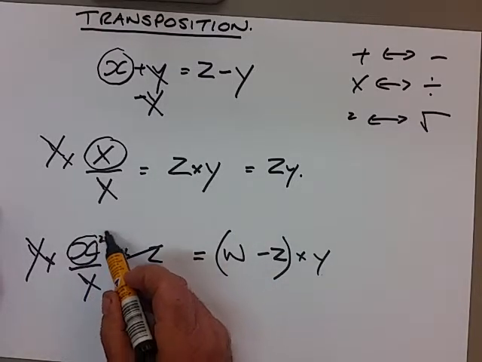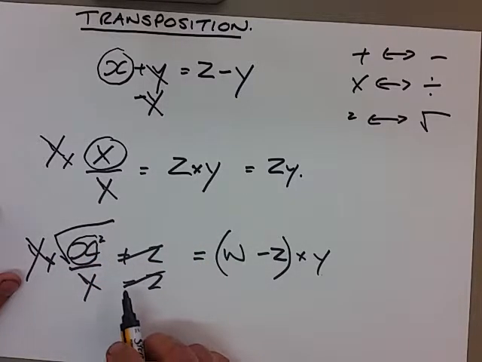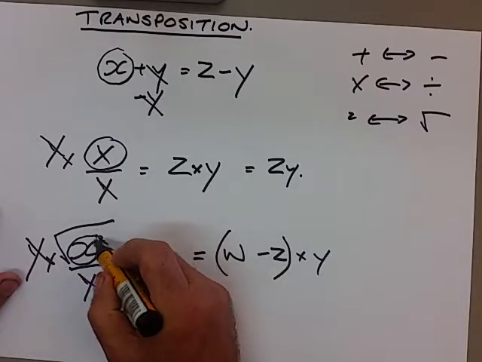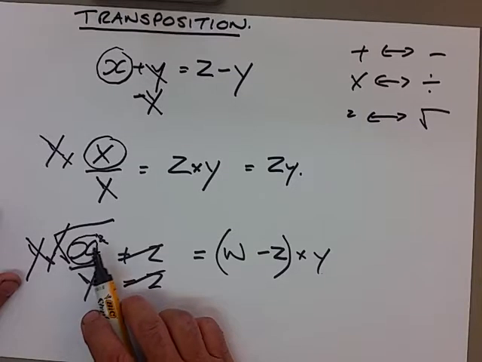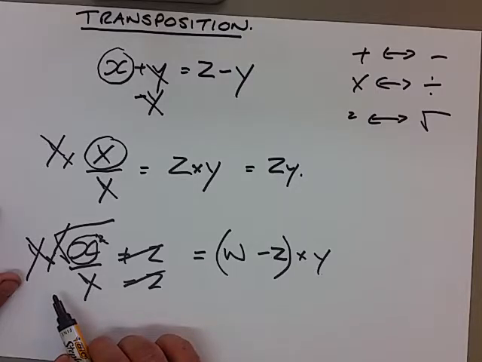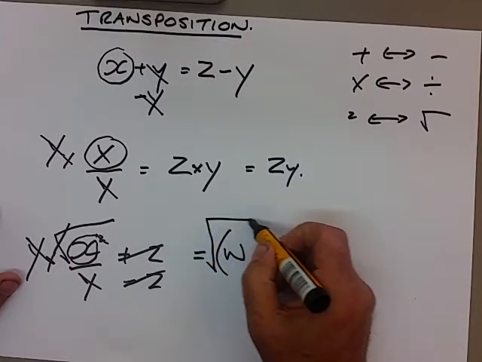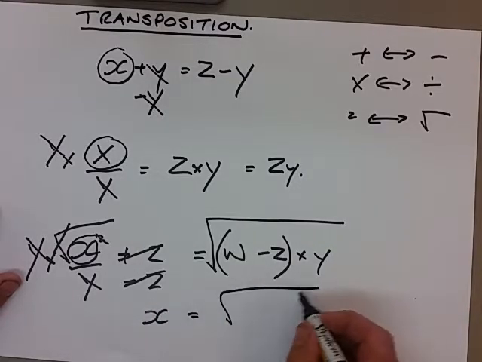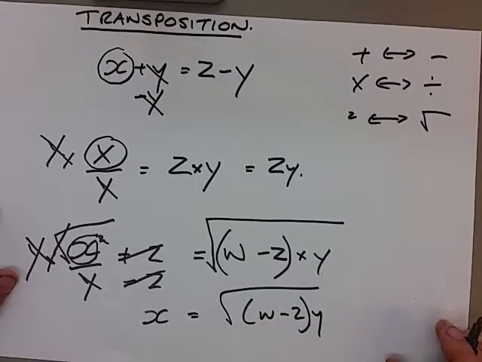So now we just need to get rid of this little squared. What's the opposite of squared? The square root. So x squared, square root, they cancel each other out. And if you don't believe me, imagine x is 10. Okay, so 10 squared is 100, the square root of 100 is 10. So they do cancel out. So now we've squared the whole side here, square root, we need to square root the whole side here. And we're left, just to simplify it, x equals the square root of (w minus z) times y would be the correct term.